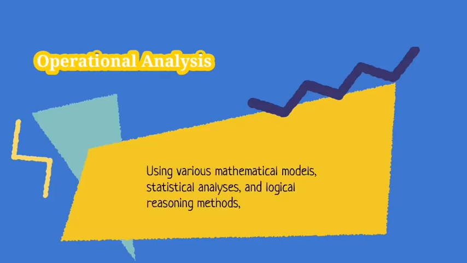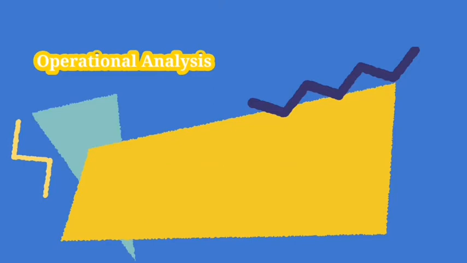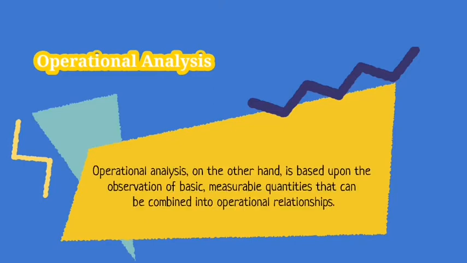Operational analysis is the systematic examination of a tactic or other procedure, usually by mathematical and statistical methods, to determine its efficiency and to devise or indicate possible improvements. Operational analysis, on the other hand, is based upon the observation of basic measurable quantities that can be combined into operational relationships. Furthermore, the observation period for which the system is analyzed is infinite.